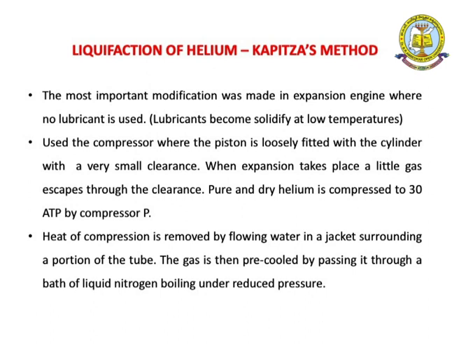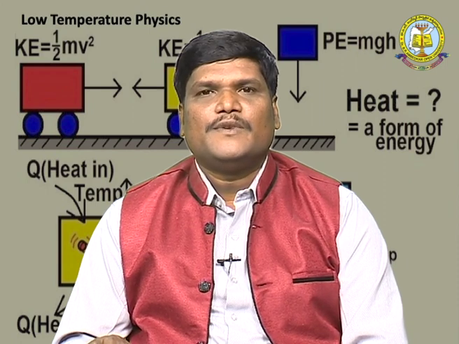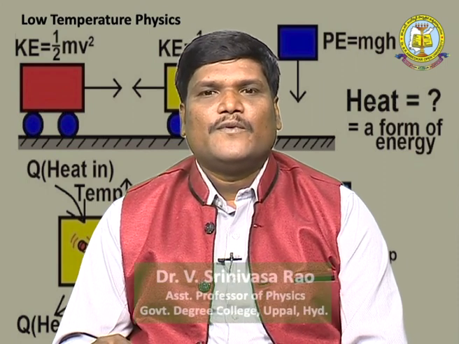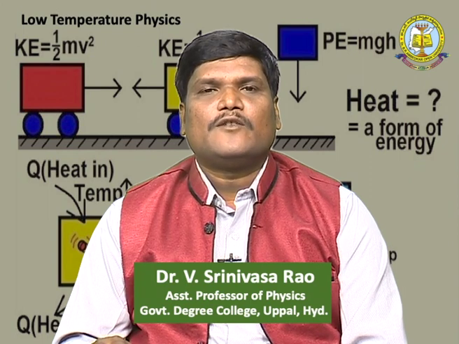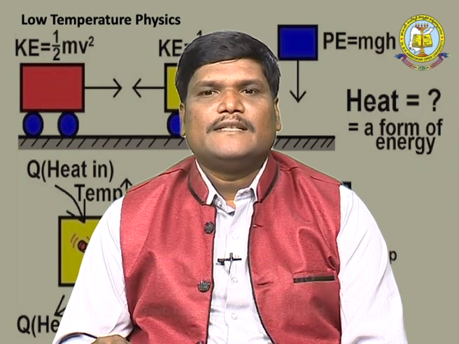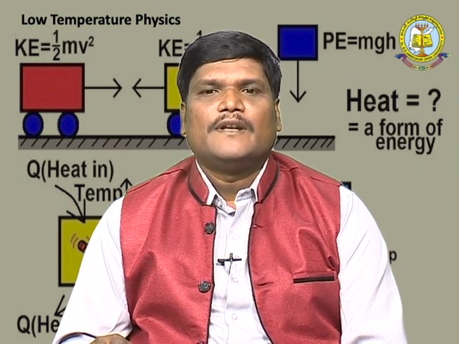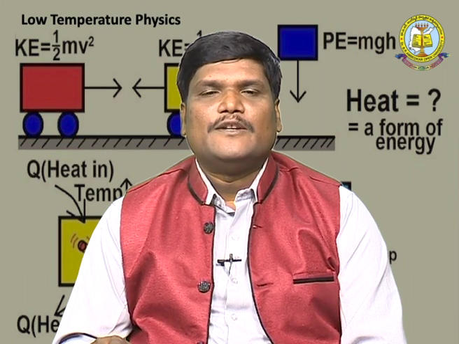The heat of compression is removed by flowing water. When you apply such a pressure, the temperature of the gas automatically increases. The temperature of the gas is reduced by flowing water in a jacket surrounding a portion of the tube. The gas is then pre-cooled by passing it through a bath of liquid nitrogen boiling under reduced pressure.